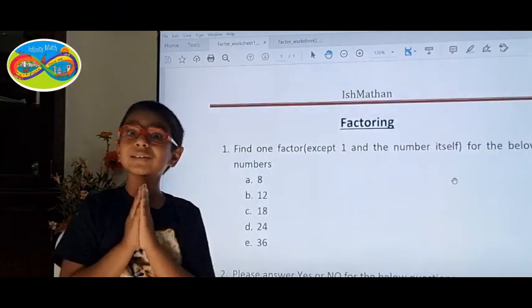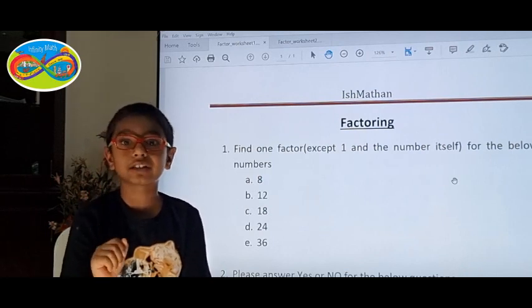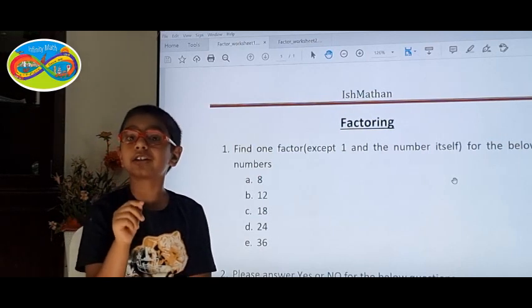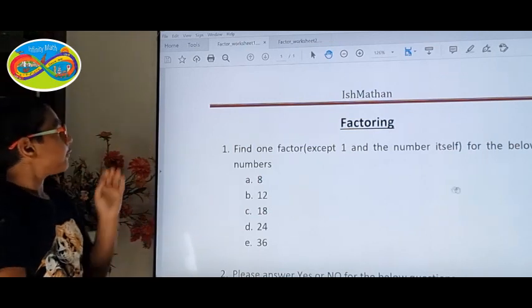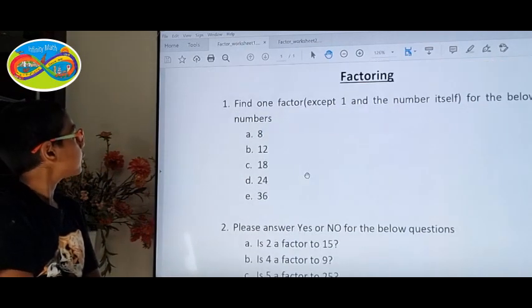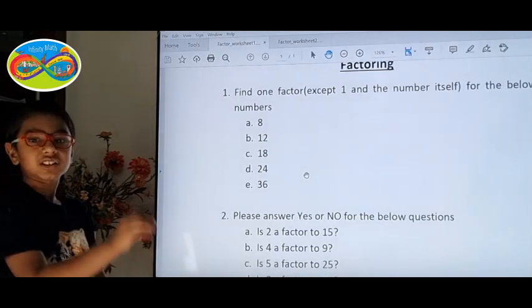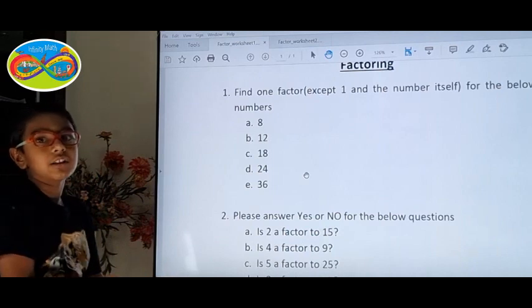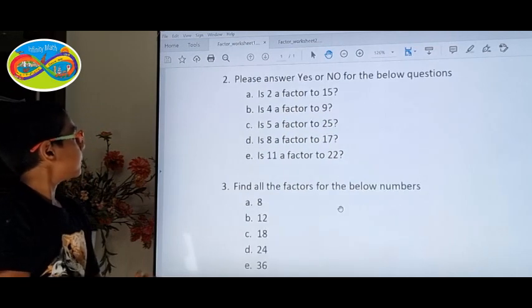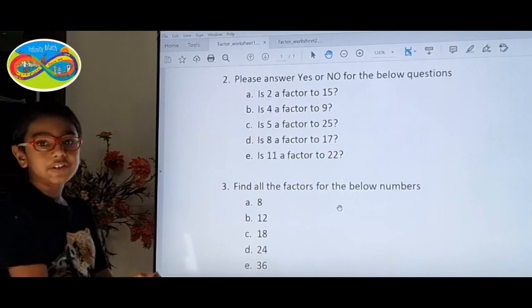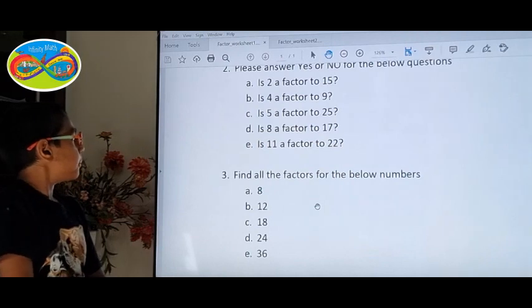And now, I have some worksheets for you. I have about 2 worksheets. Practice makes perfect, so don't forget to do the worksheets. They're all about factoring. Question number 1: find 1 factor, except 1 and the number itself, because we don't want you to just keep 1. It's super easy to do that. Then question 2: please answer yes or no for the questions below. Is 2 a factor of 15? And question 3: find all the factors for the below numbers.